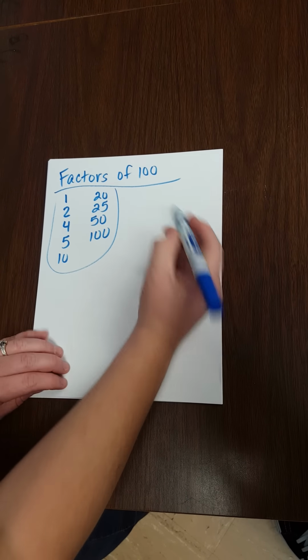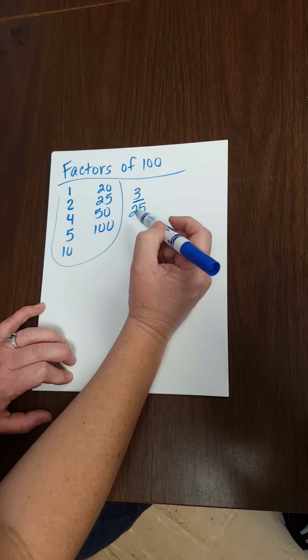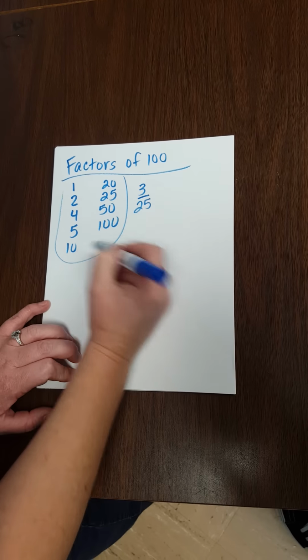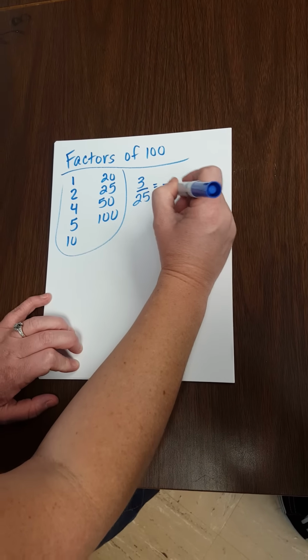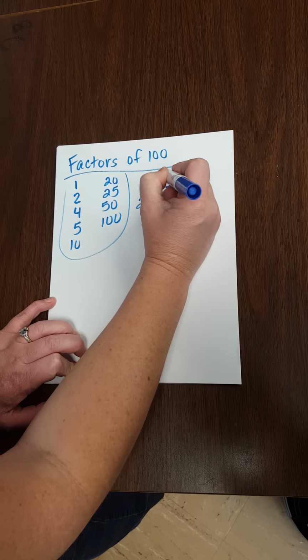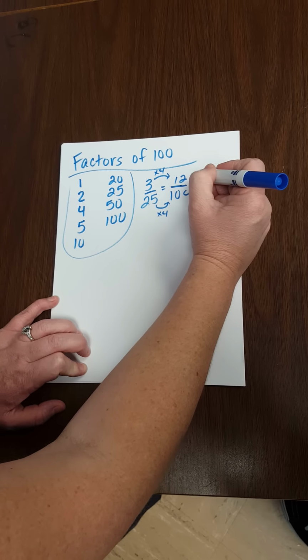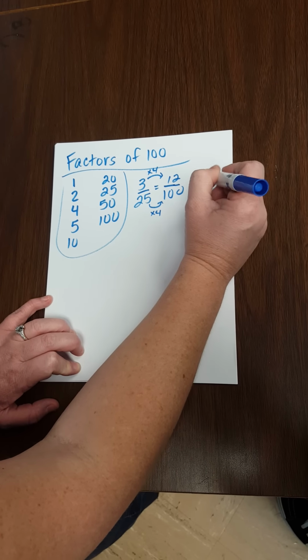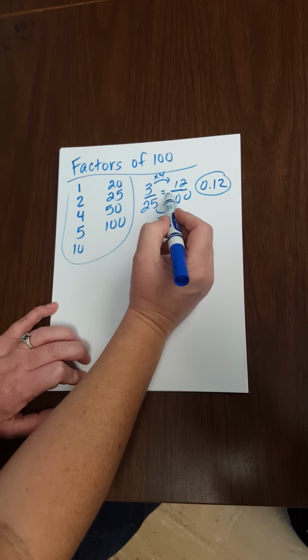So what we learned in class today was that I could take any number that has one of these as a denominator, because they all go into 100, and I could write an equivalent fraction with a denominator of 100. So 25 times 4 is 100, so 3 times 4 would give me 12. So that'd be 12 hundredths, which when I see 12 hundredths, I can write it as a decimal as 0.12. That's one way to change a fraction to a decimal.